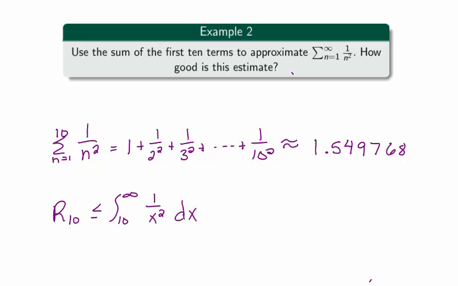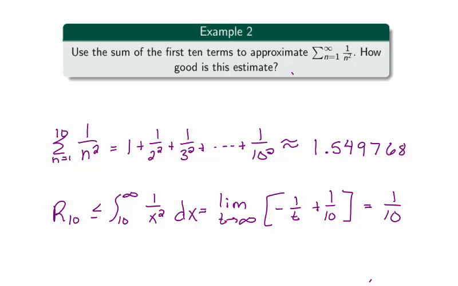We have that R10 is less than or equal to the integral from 10 to infinity of 1 over x squared dx, which equals the limit as t goes to infinity of negative 1 over t plus 1/10, which equals 1/10. Therefore, the error of the approximation 1.549768 is at most 1/10.